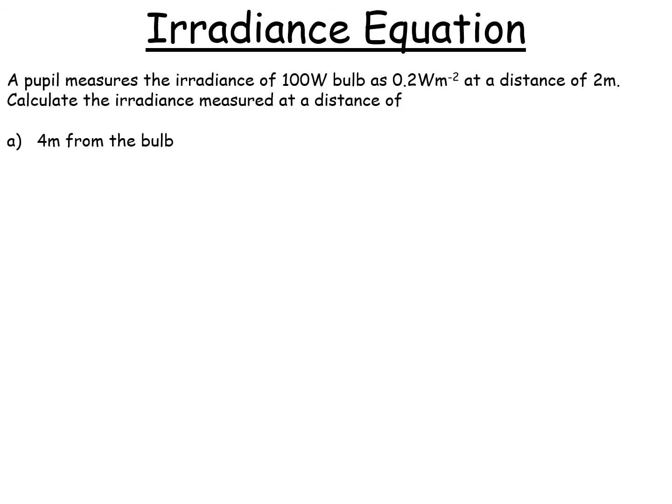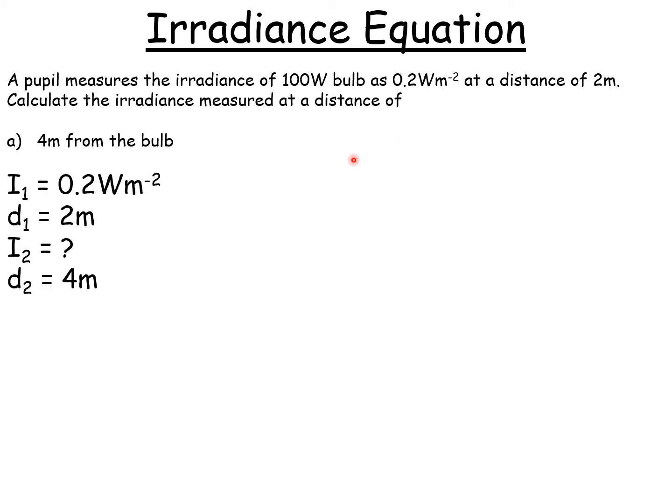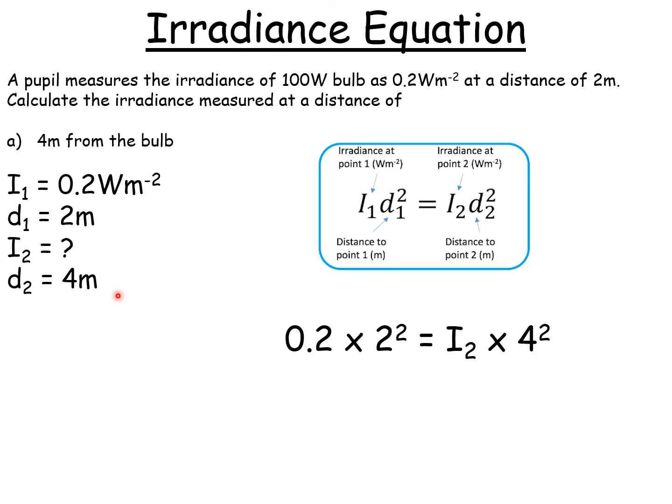So pretty straightforward, do our KFC technique. So we know that I1, D1 are these quantities, and we're looking for I2 given that D2 is 4 meters. Then all we do is write our equation down, plug in the numbers, and then rearrange it to give us I2 as 0.2 watts per meter squared. Pretty straightforward, nothing particularly tricky there.